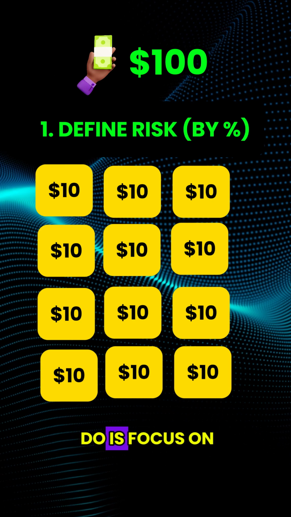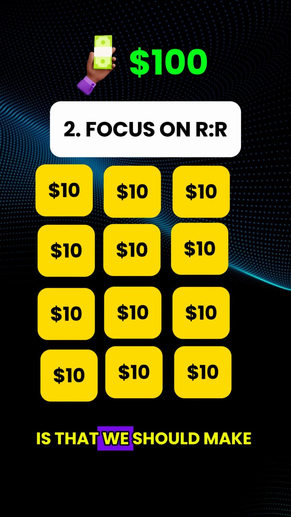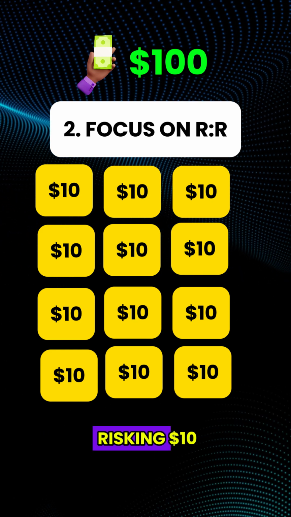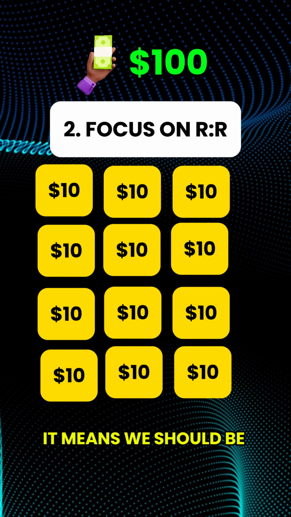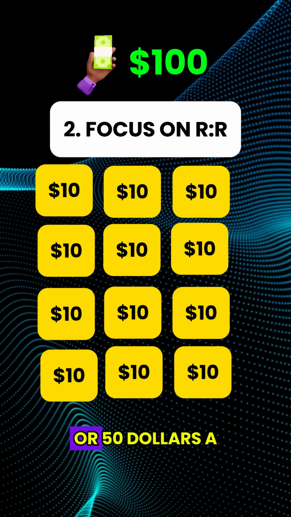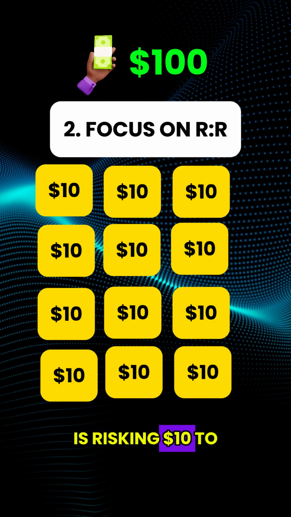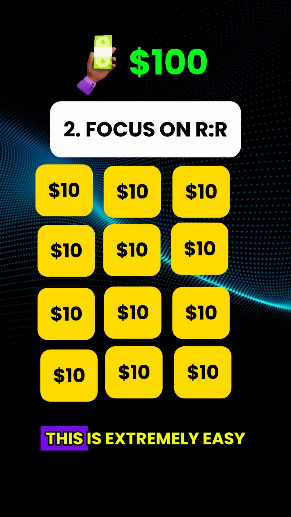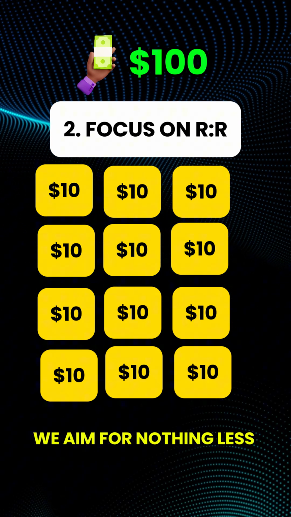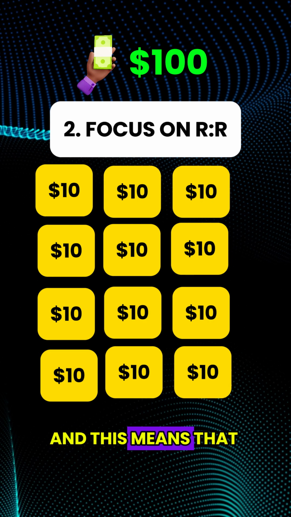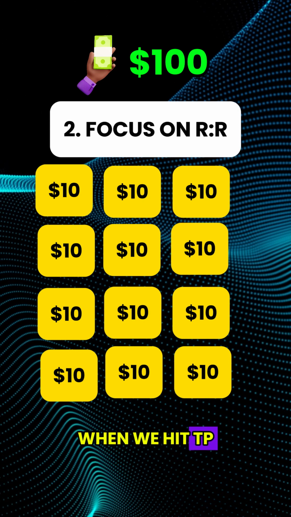So now that we are done defining our risk and we have decided to risk $10 on every trade, the next thing to do is focus on the risk-to-reward ratio, and what this simply means is that we should make sure we are not risking $10 to make $10 or something lower. It means we should be risking $10 to make $30 or $50. A realistic risk-to-reward is risking $10 to make $20 on a trade. This is extremely easy to achieve, but on our channel we aim for nothing less than 1:2 and this means that for every $10 we risk, we are expecting $20 as a reward when we hit TP.